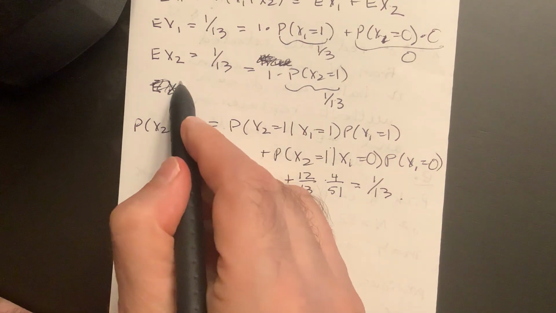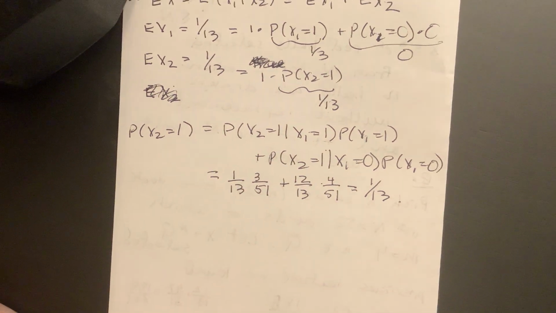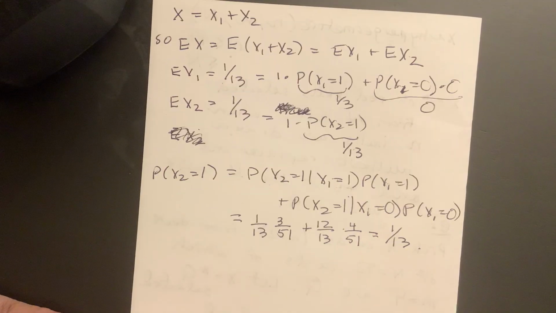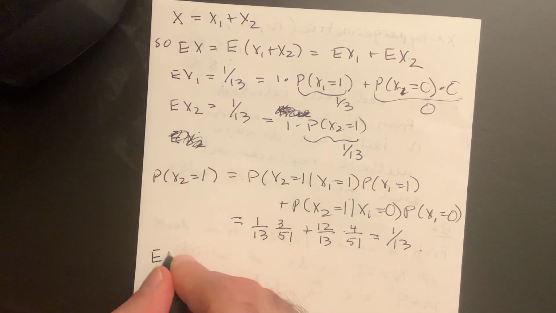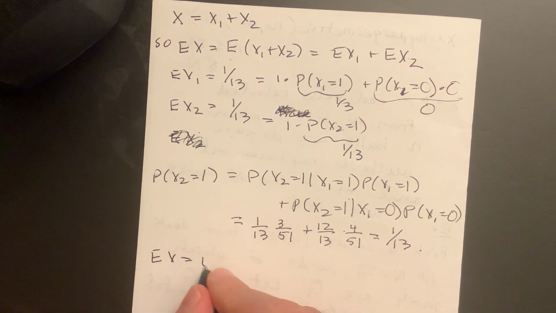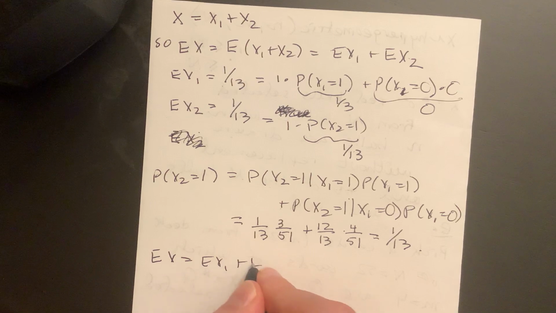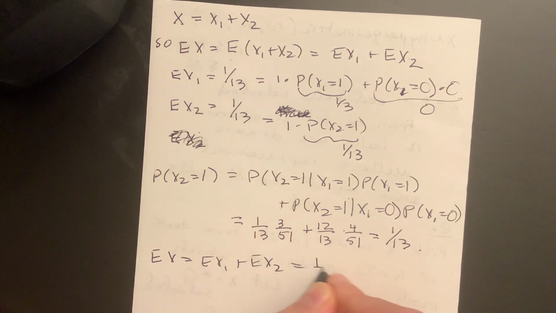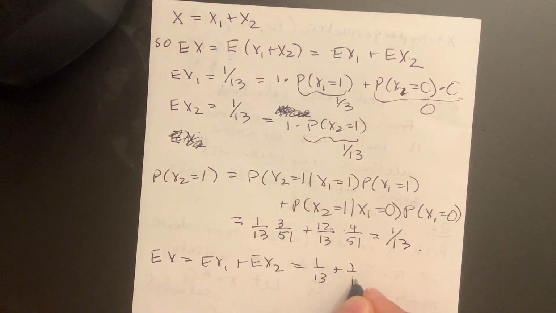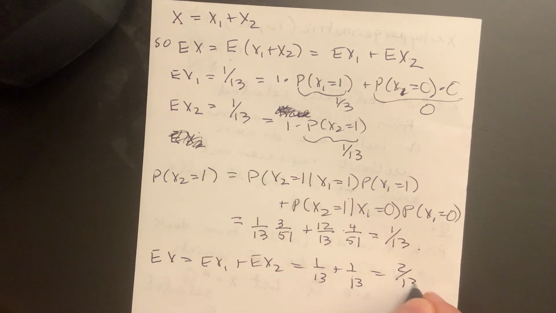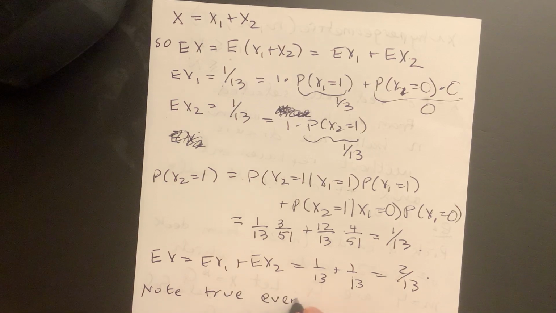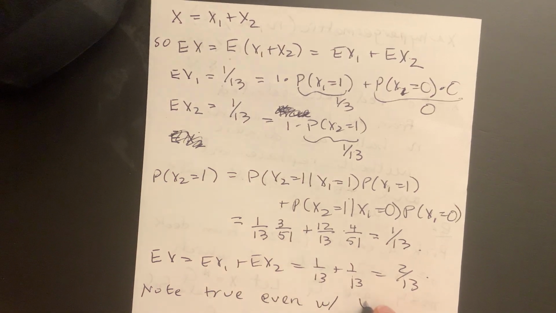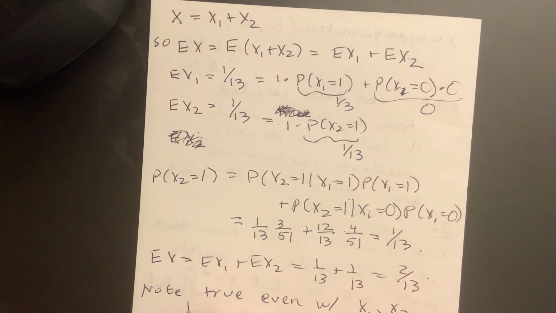So we did show that these are both 1 over 13. We could do this for any EXk, like this. So EX equals EX1 plus EX2, 1 over 13 plus 1 over 13 equals 2 over 13. Note, this is true even with x1 and x2 dependent.